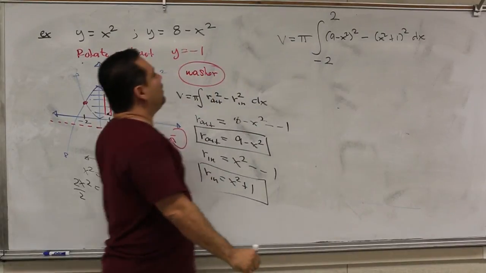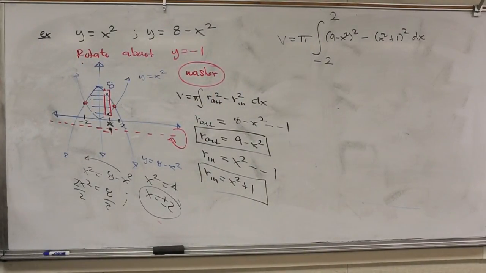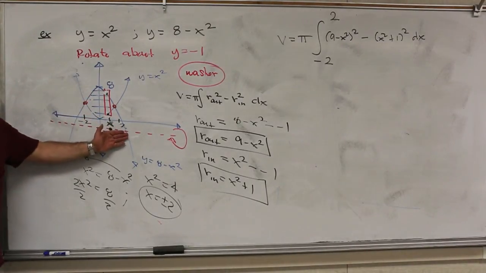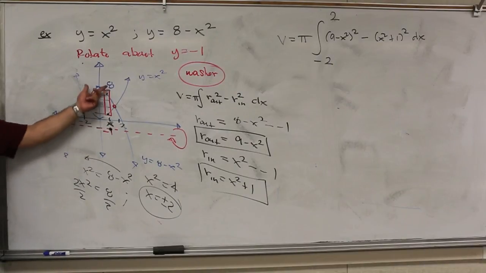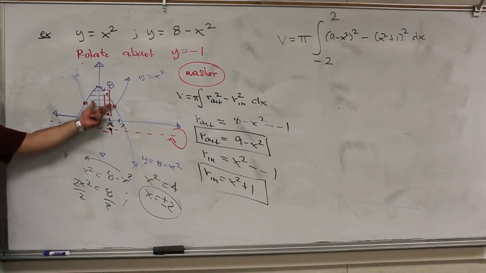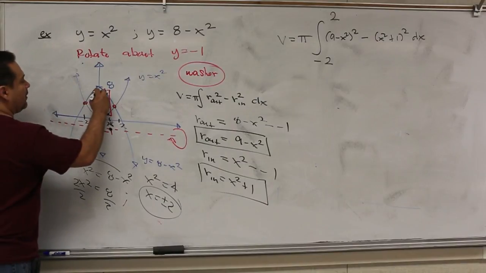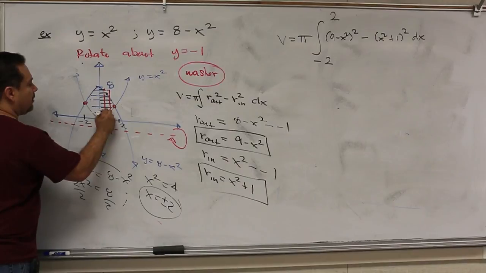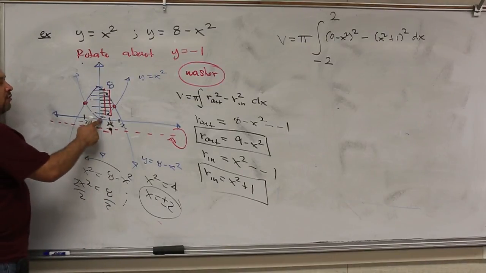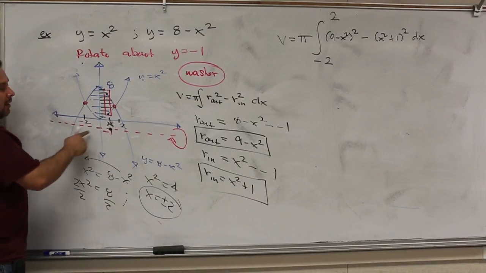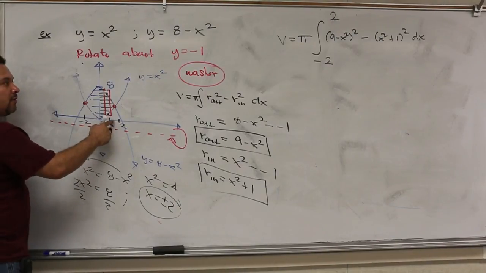So I can actually integrate from negative 2 to 2. And what I'm going to say to you guys is, let's be a little smart about this. I don't like to integrate negative 2 to 2, especially when I have a symmetric scenario. This is supposed to be symmetric. Can I just find the volume of this right portion here, and then just double it? And then I can integrate from 0 to 2. So I'm going to do that.